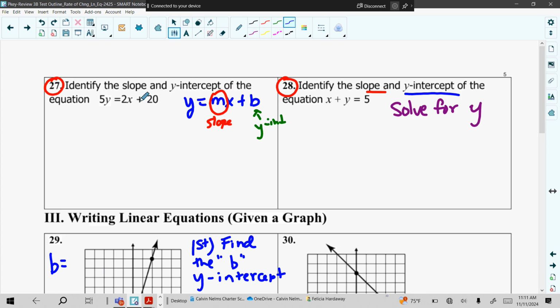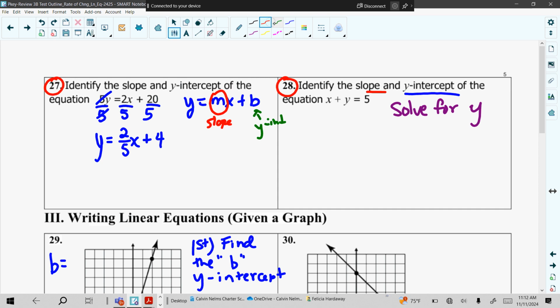So again, identify the slope and the y-intercept from the equation 5y equals 2x plus 20. Is this equation in the y equals form? No. What's wrong with it? 5y. Yeah, the 5 in front of the y. So first we need to eliminate that, which is divide everything by 5. You'll get just 2 over 5. Yeah, so the 5 coefficient cancels. y equals 2 over 5x, then plus 4.